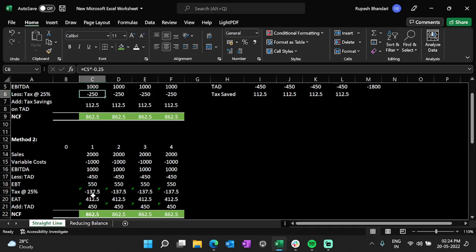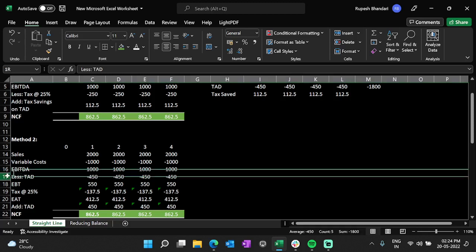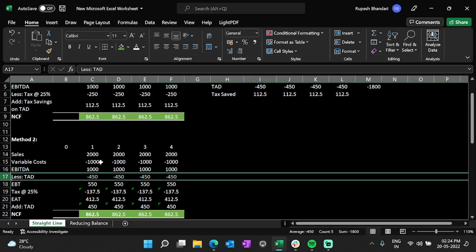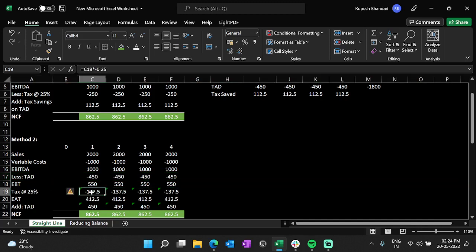Why did that happen? Because in this case you are reducing TAD over here. You see the TAD is being reduced from 1000. In this case, we had not reduced the 450, that's why we are getting 250. We are paying higher taxes. But you see what happens is you pay 137.5, and then after that what happens?